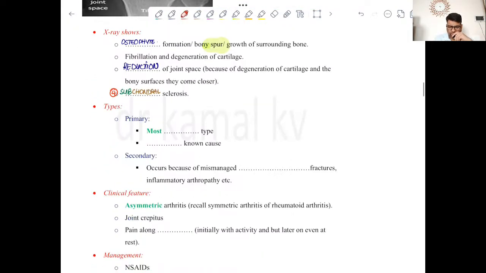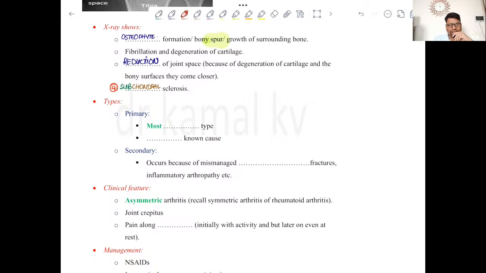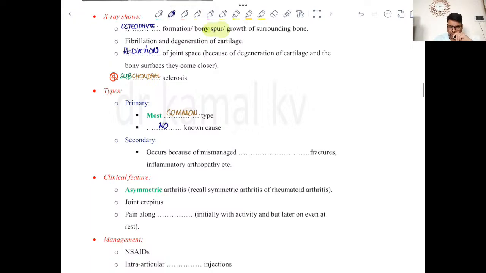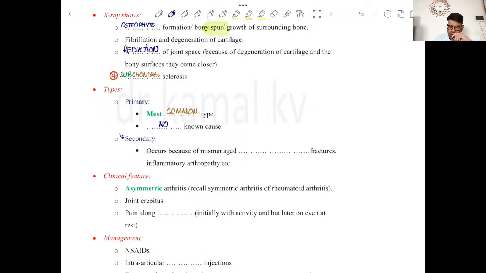Now there are two varieties. One is of course primary, where there is no exact cause, no known cause, and this is the one which we see more commonly in clinical practice, so the most common type. But sometimes osteoarthritis develops because of some underlying cause, then it is known as secondary. So it can be because of poor management of intra-articular fractures, or sometimes an inflammatory pathology like rheumatoid arthritis.